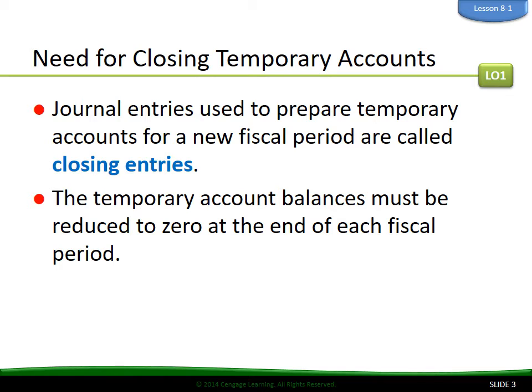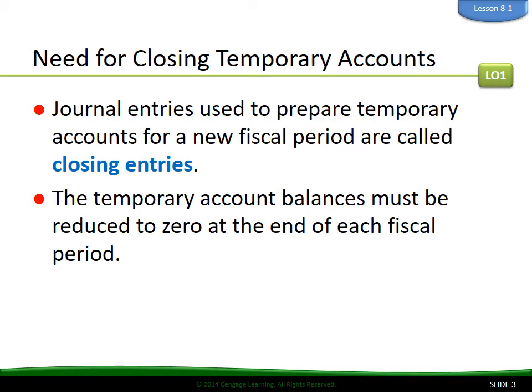So for instance, if your sales total for the month was $5,000, we know that the normal balance for the sales account is a credit. So if we have $5,000 sitting as a credit in our sales account, the way to reduce that to a zero balance is we're going to have to debit sales for whatever amount the sales are. In this case, we would debit the sales account for $5,000.